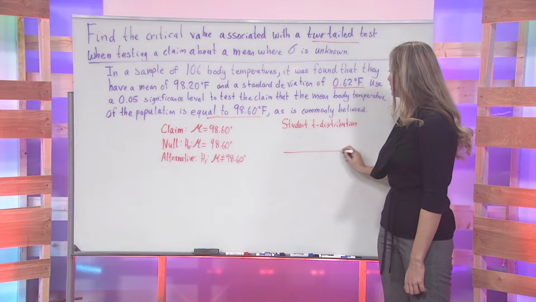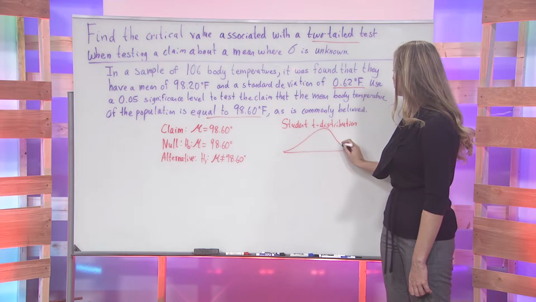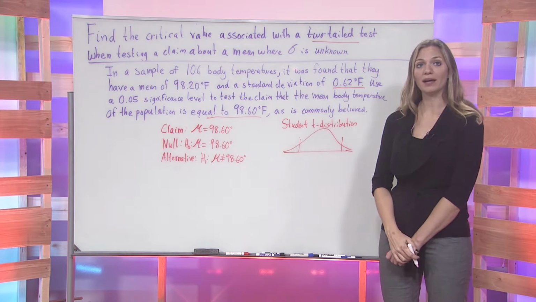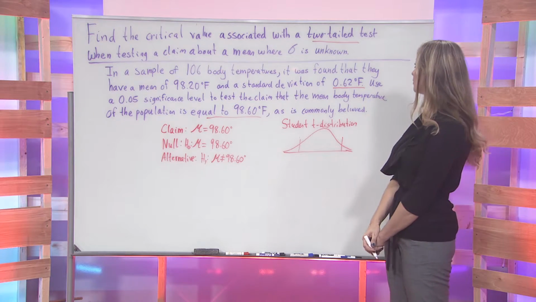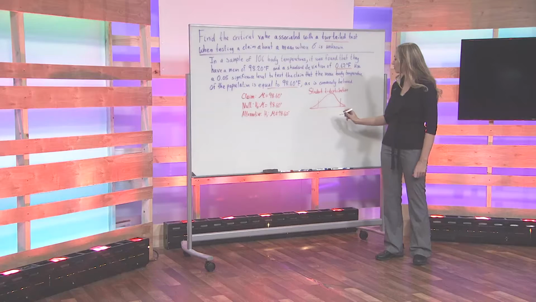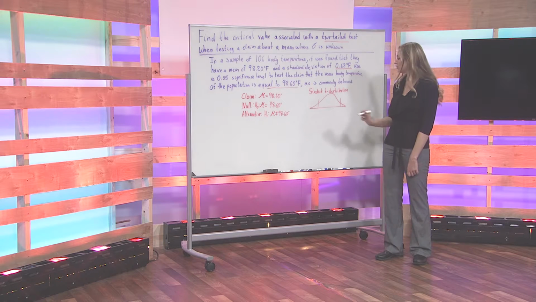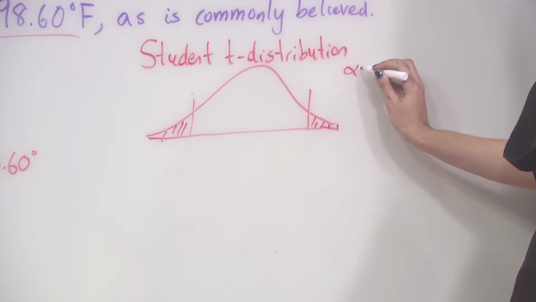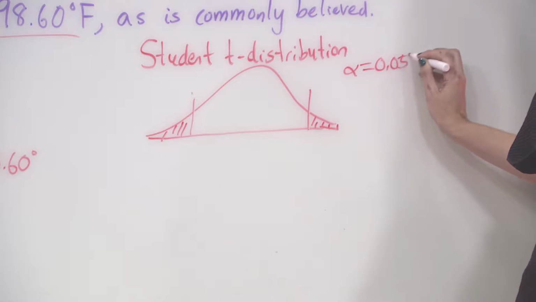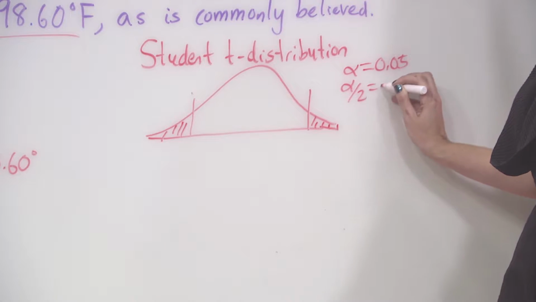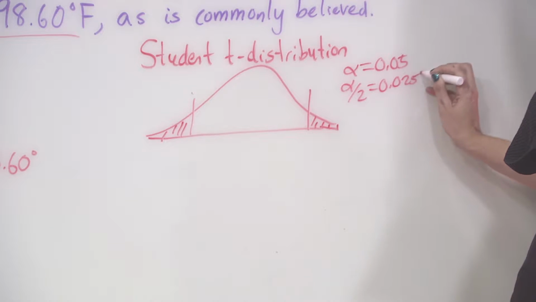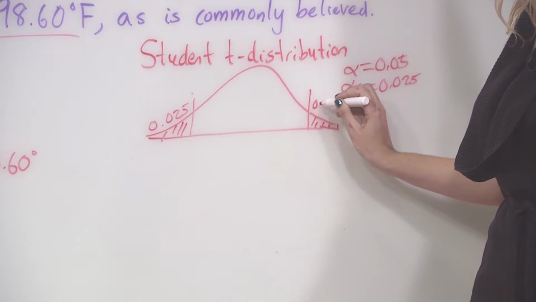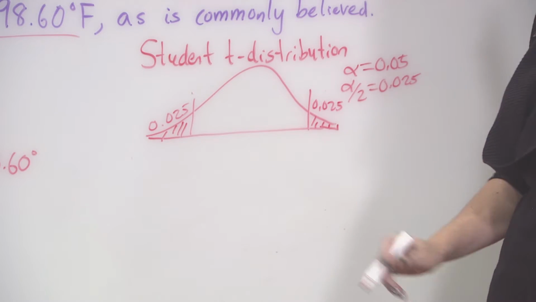Now, since this is the not equal to case with the student t-distribution, I am going to be looking to divide up my area into two tails. So thus, I am going to have two different critical values that result here. When I look at my original alpha, it is 0.05. Alpha over 2 will be 0.025. Thus, the area in each one of these tails will be equivalent to 0.025.